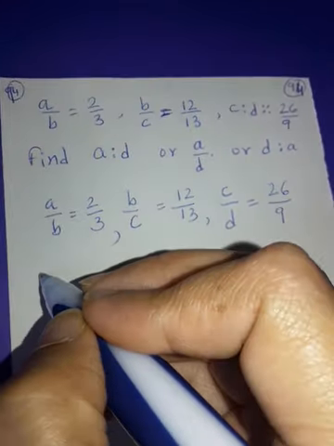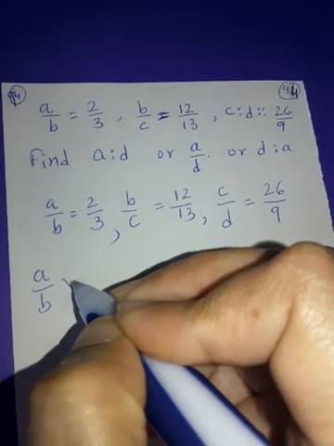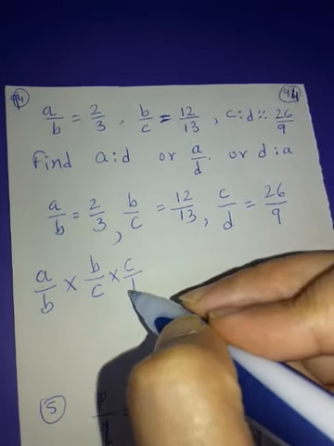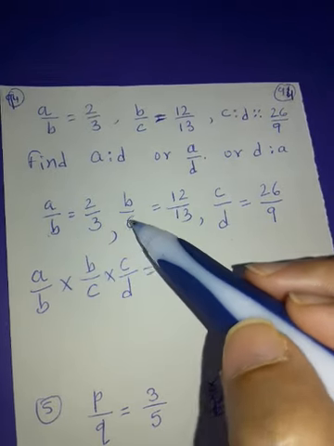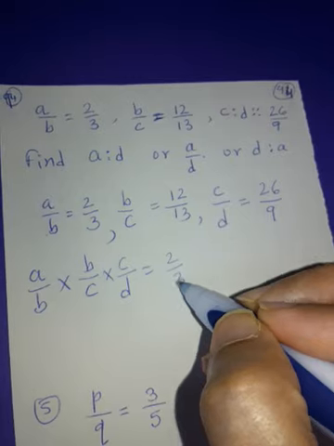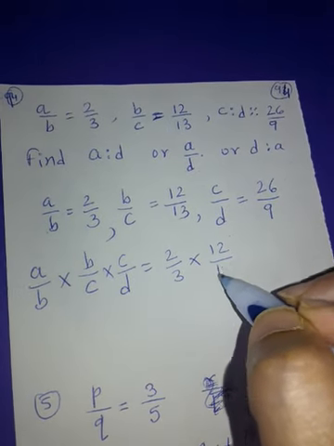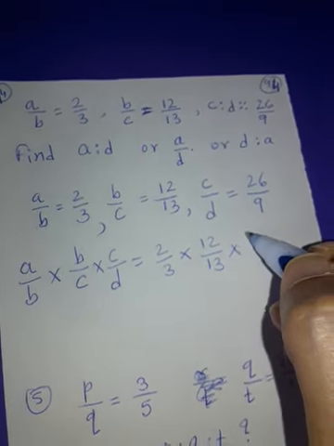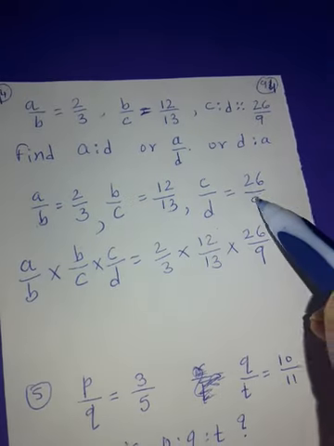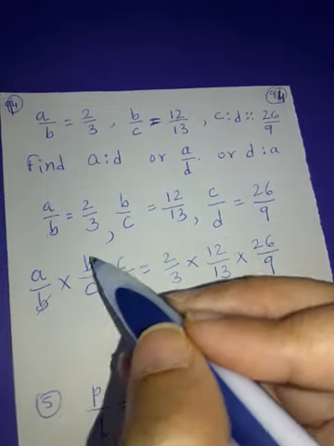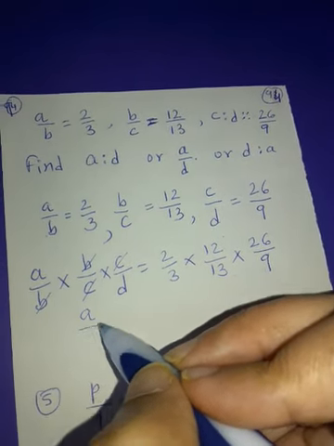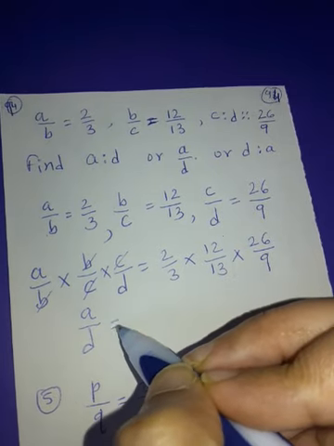So now I am going to multiply these fractions, A upon B into B upon C into C upon D. This into this into this, and the right hand side will be 2 upon 3 into 12 upon 13 into 26 upon 9. This into this into this. What will happen here? B gets cancelled, C gets cancelled. So in the left hand side, I am left with A upon D.